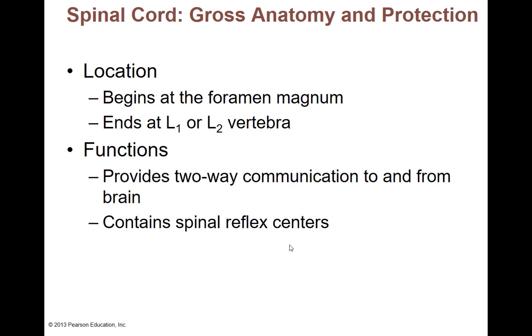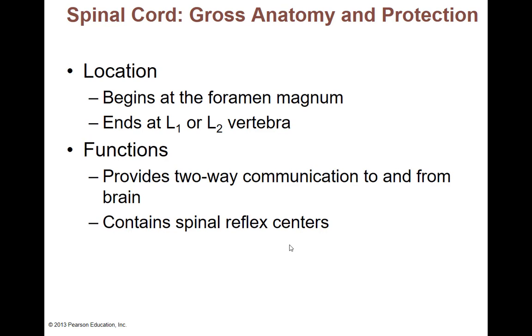One, it begins at the foramen magnum. What's that? The big hole underneath the occipital bone. And it ends at the first lumbar vertebra or the second lumbar vertebra, depending on the person. That doesn't mean the nerves just end right there, but the actual spinal cord ends right there.